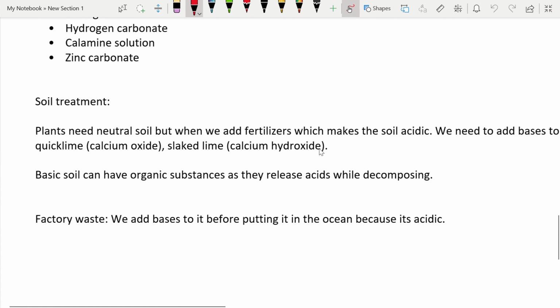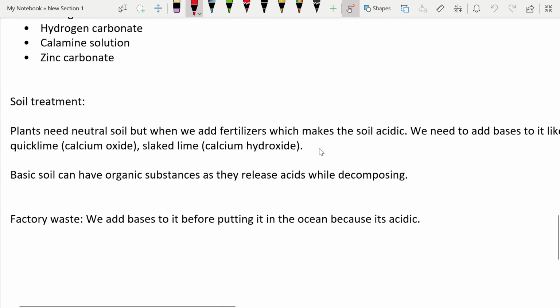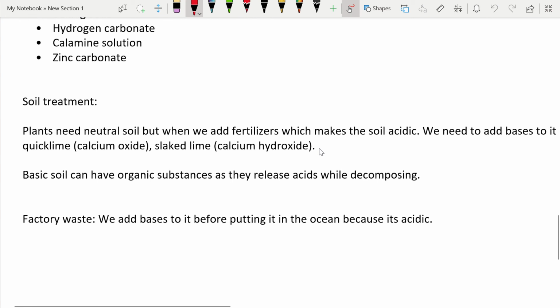Soil treatment. Plants need neutral soil, but when we add fertilizer, it makes the soil acidic. We need to add bases to it, like quicklime, which is calcium oxide, or slaked lime, which is calcium hydroxide. Now, very basic soil can be treated with organic substances, as they release acids while decomposing.